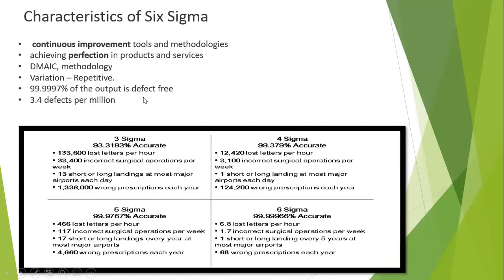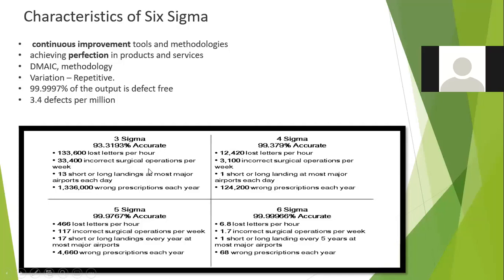99.9997% is the quality we are trying to achieve, and only 3.4 defects per million is allowed. Okay, so we are going to compare the difference between 3 sigma, 4 sigma, 5 sigma, and 6 sigma. This was already covered in one of our trainings, but I will take it again.